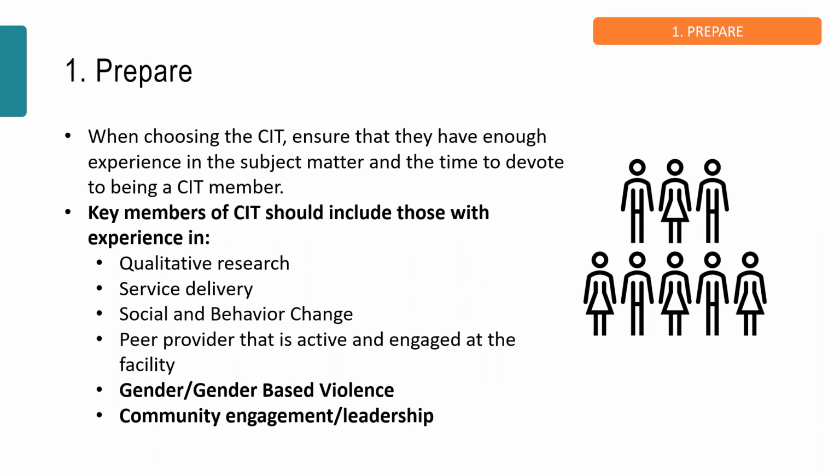And here's an example of some of the members that could be part of the CIT. Qualitative research, of course, service delivery, SBC, we mentioned provider. And then in fragile settings, you may want to consider including a community leader who represents the community voices and is in line with social accountability approaches of two-way trust dialogue between providers and clients. In addition, you might want to think about including someone who can bring a gender lens or a GBV-focused lens, because these are issues that are underlying a lot of the work we do in fragile settings.